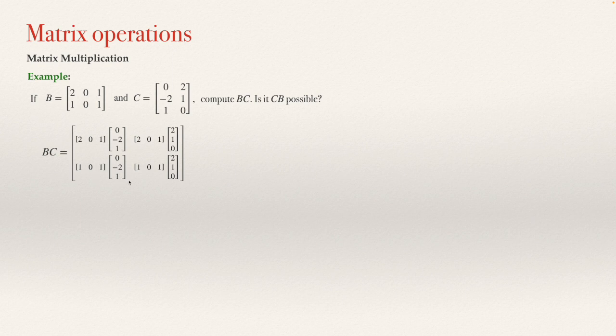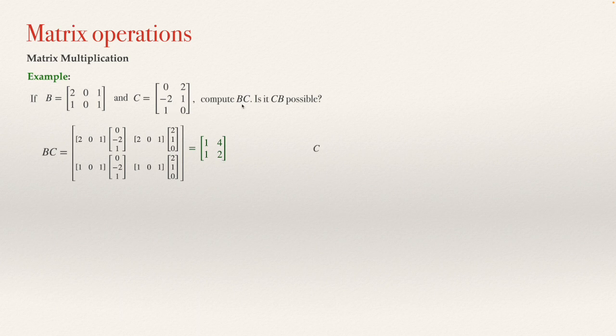So this number will be 1 here when you multiply this. Or when you're multiplying this, the answer will be 2 for sure, because 1 by 2 is 2, 0 by 1 is 0, and 1 by 0 is 0. So this is the answer, 1, 4, 1, 2. This is BC. But what about CB?